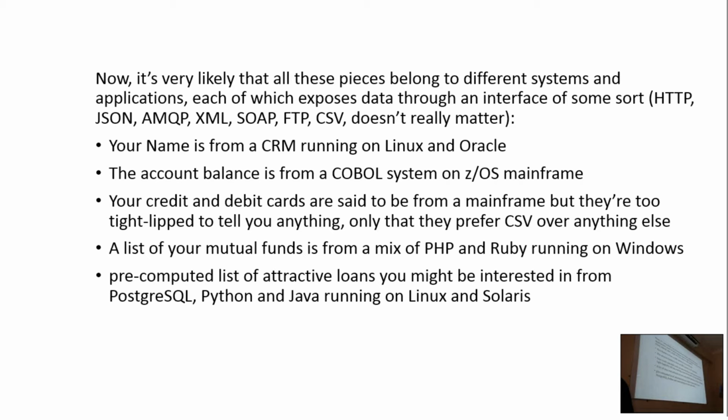Let's talk one by one. Your name and personal details: maybe the bank is running a CRM system, let's say Dynamics CRM, running on a Windows application. For the account balance, banking systems normally use a COBOL system that runs on a mainframe. The credit card and debit card details also come from a different service that runs on a mainframe. And mutual funds may come from Ruby or PHP running in a Windows environment.